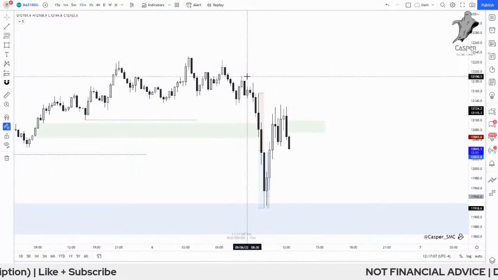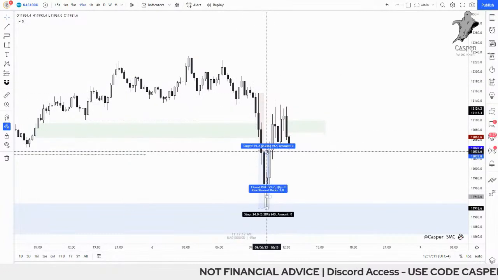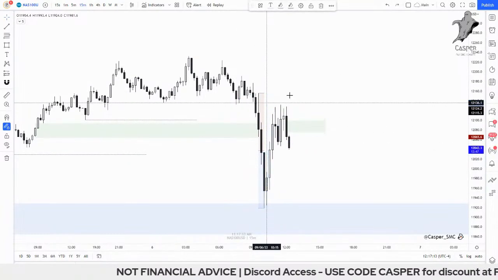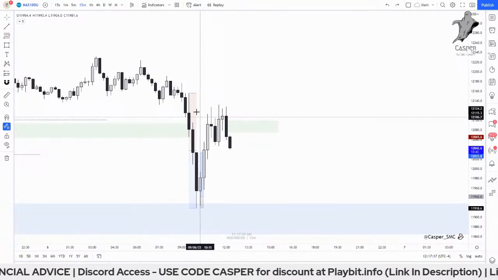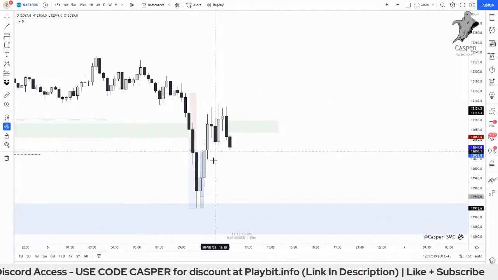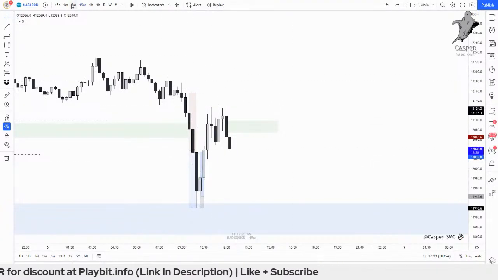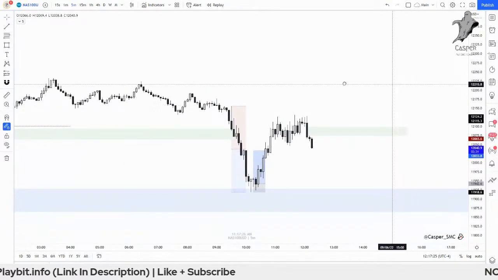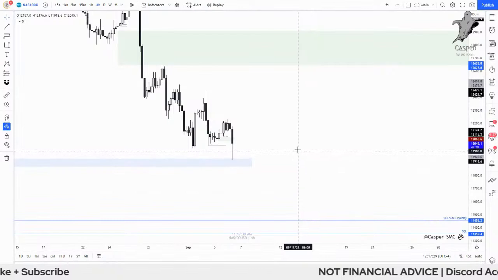But for me, this was enough. I could have taken it farther. Could have been, whatever, an 8R trade. I get it. But in this kind of market, especially whenever we have that big of a move to the downside, I'm happy with anything over really 2 to 3R. So I want to see how this day closes.